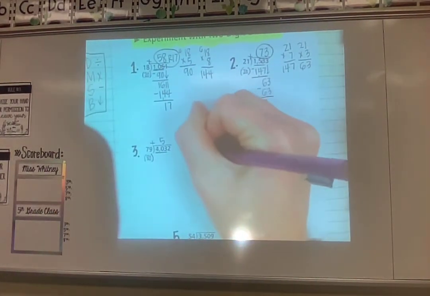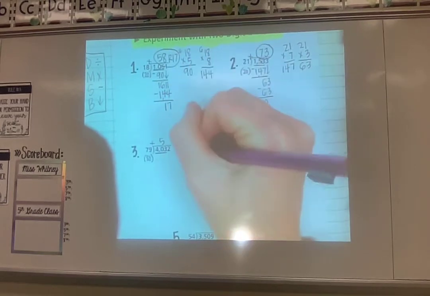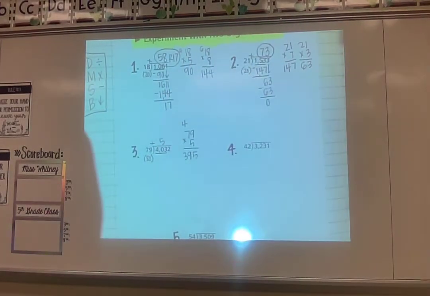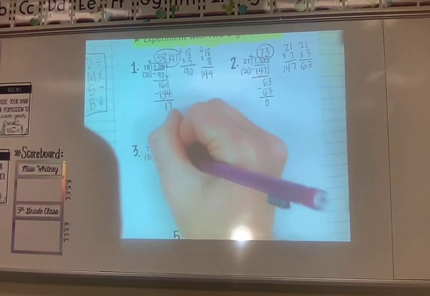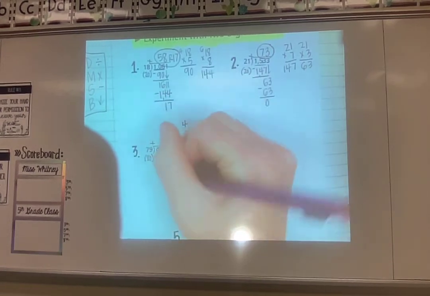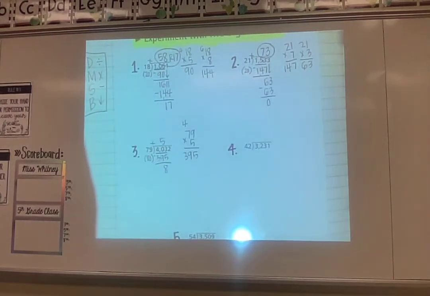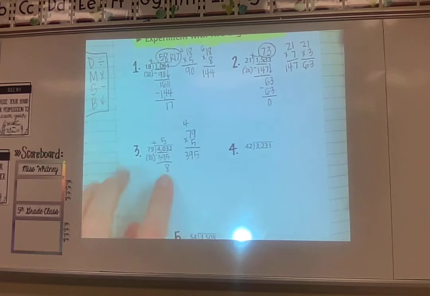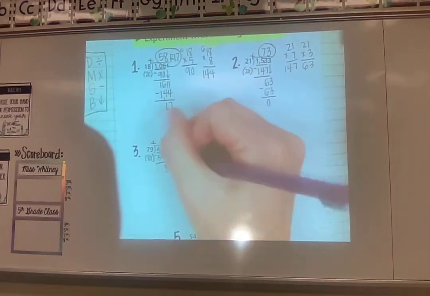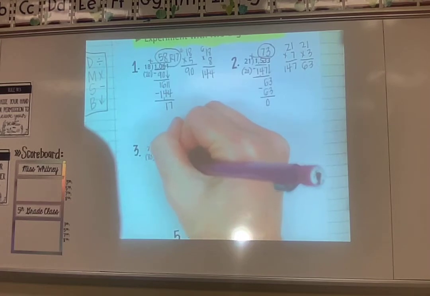All right, that's 45. That would be 39. So 395 is what I need to subtract. Be careful on my subtraction. You should get 8 there. Then you check. Remember, is this smaller than this? Yes, so my 5 was right. Good job. Then we will bring down our 2.